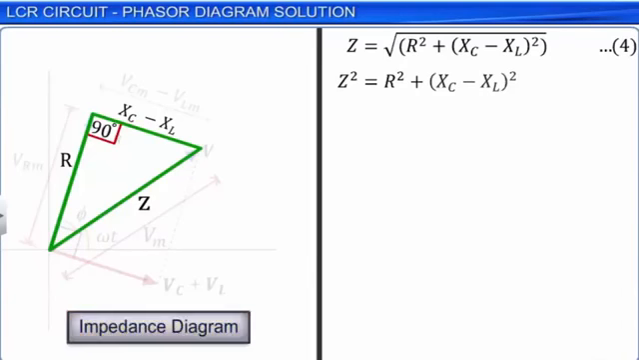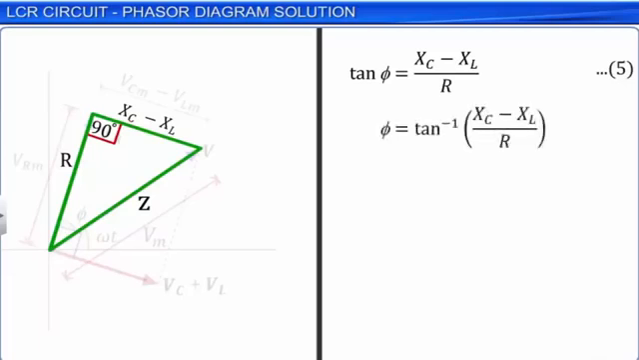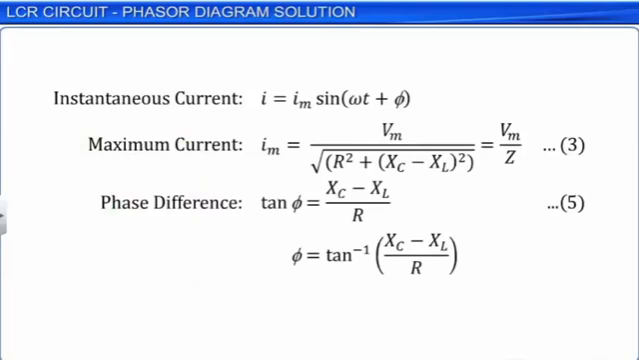In an LCR series AC circuit, the phase difference phi existing between the voltage and the current can be determined by using the impedance diagram. In the impedance diagram, the hypotenuse gives the impedance Z. Here, we observe that tan phi is equal to (XC minus XL) by R. Let this be equation 5. Phase difference phi is equal to tan inverse of (XC minus XL) by R. Thus, the current flowing through the LCR series AC circuit can be given as I equal to Im sine (omega t plus phi), where Im is given by equation 3 and the phase difference phi can be calculated from equation 5. Hence, we have obtained information of all the entities we desired using the phasor approach to the LCR circuit.